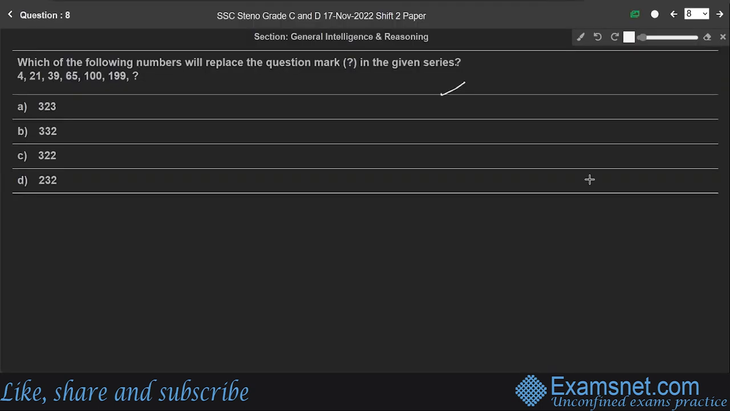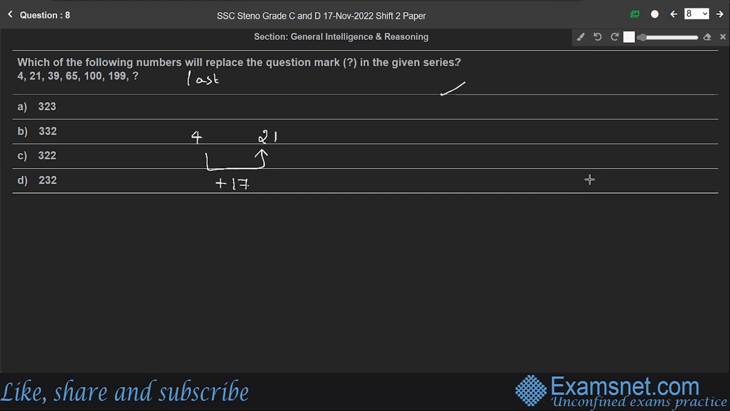Question number 8. Which of the following numbers will replace the question mark in the given series? Here the given series has six different numbers. We need to find the last number. So we'll consider the first two numbers, 4 and 21. When a number is added to 4, you get the next number, which is 17. So 4 plus 17 is 21.